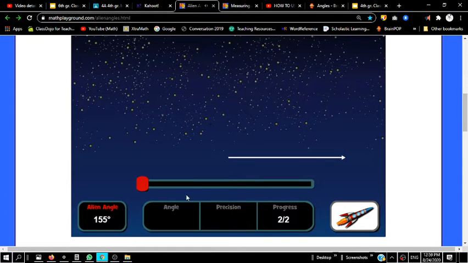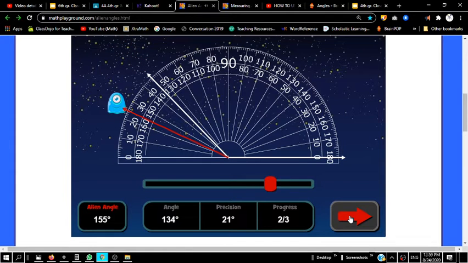Next one, 155. Well, I know that that is going to be much larger than a right angle. Okay, so we have right is 90, and 90 plus a little bit more is 155. Let's see if that's correct. This right here, this line would be 180. So if I count back by 10, let's see, 170, 160. So it's got to be about right there, I'm guessing. Ooh, that was way off by 21 degrees. Okay, so we need to practice this.